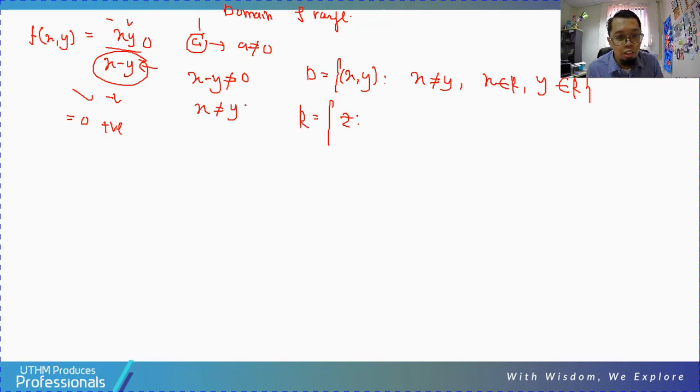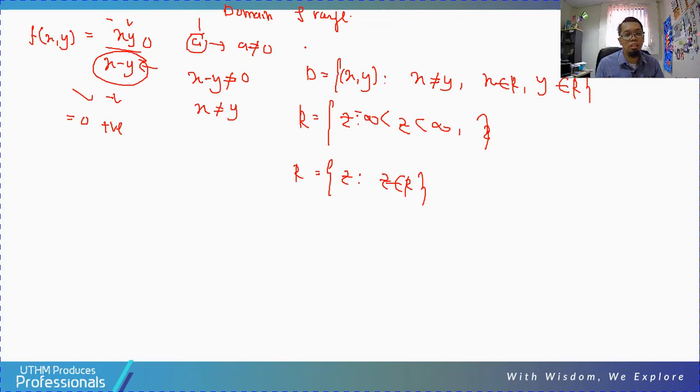Okay. So z, the answer for z is from negative infinity to infinity, ataupun you can say the range of z is the real numbers. Okay, that's all. Okay, that's the way how you can determine the domain and range.